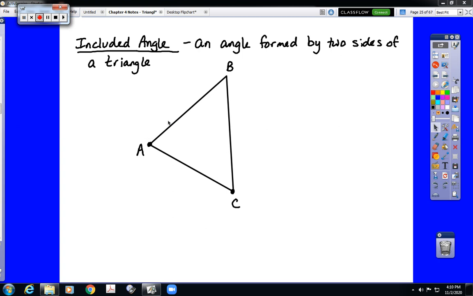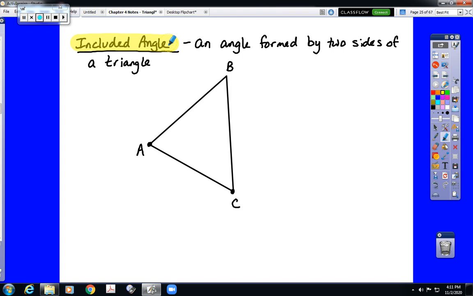Okay, ladies and gentlemen, welcome to the second video covering section 4-4 in your geometry textbook. This video is going to focus in on the side-angle-side congruence postulate, which is the second of two postulates discussed in the section. In the first video we covered the side-side-side congruence postulate. So, in order to introduce side-angle-side, we first need to discuss this idea of an included angle.